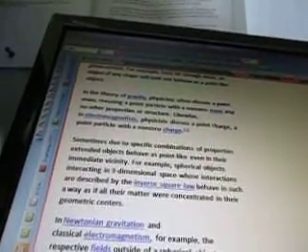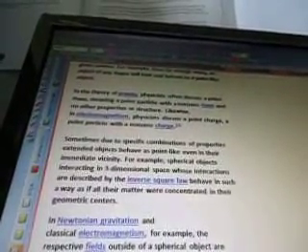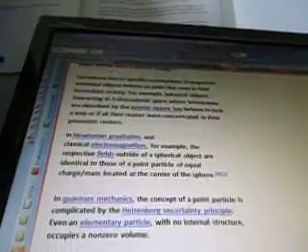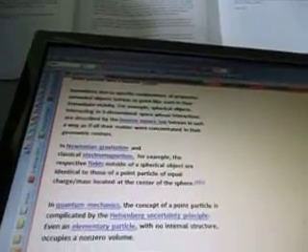For example, spherical objects interacting in three-dimensional space, whose interactions are described by the inverse square law, behave in such a way as if all their matter were concentrated in their geometric centers. In Newtonian gravitation and classical electromagnetism, for example, the respective fields outside of a spherical object are identical to those of a point particle of equal charge or mass located at the center of the sphere. So this is interesting because we're talking about making a sphere with something in the middle of it, right?